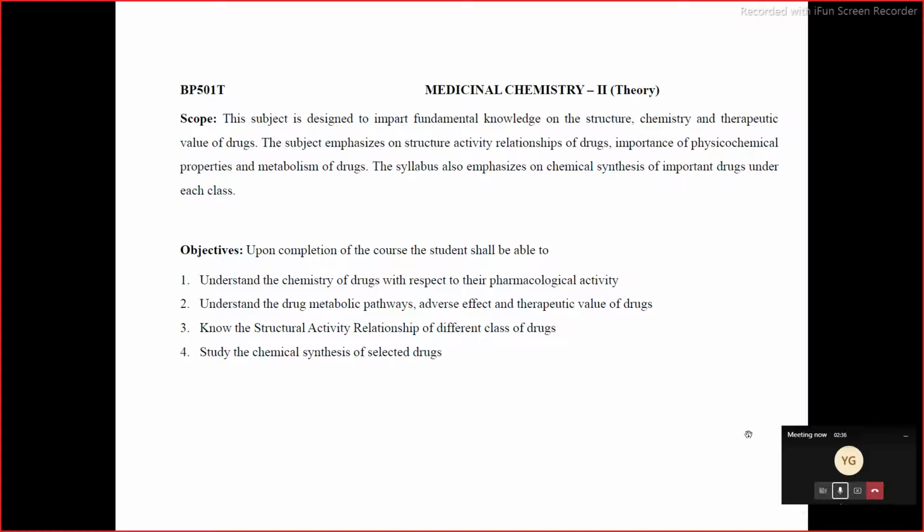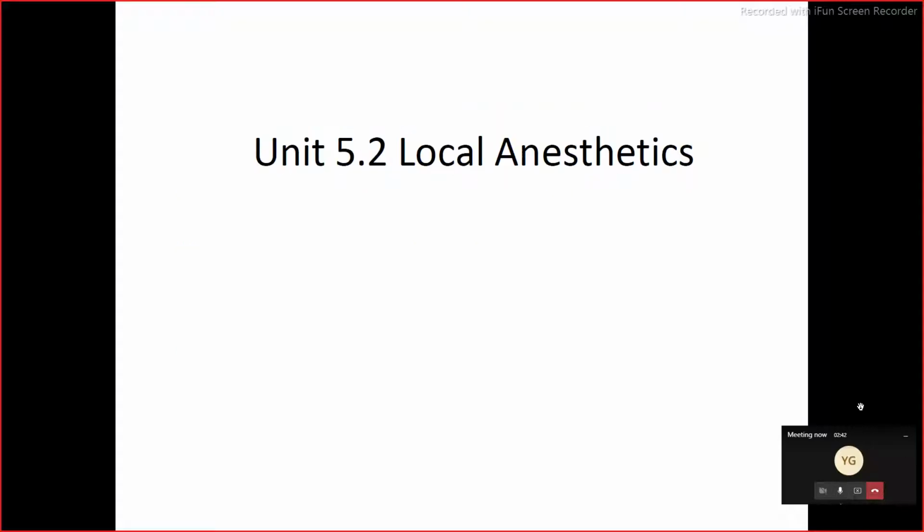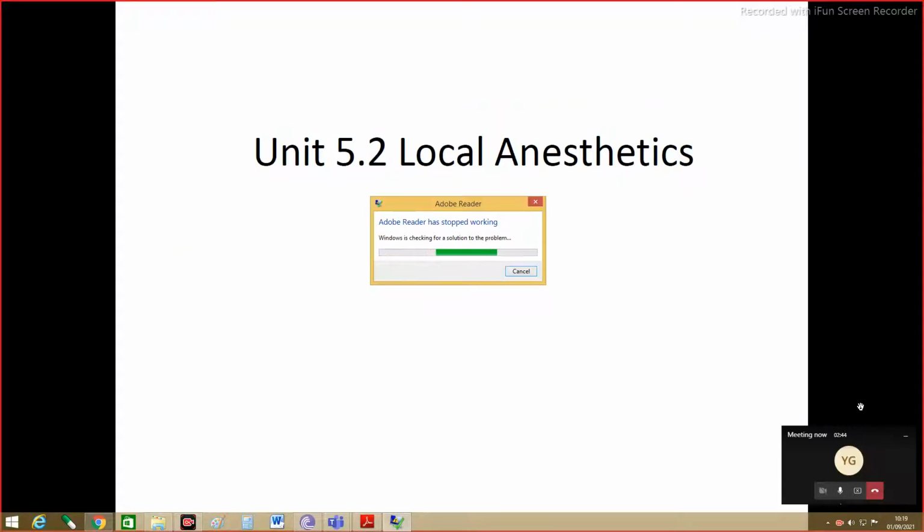That is local anesthetics, and this local anesthetics is from unit 5.2.